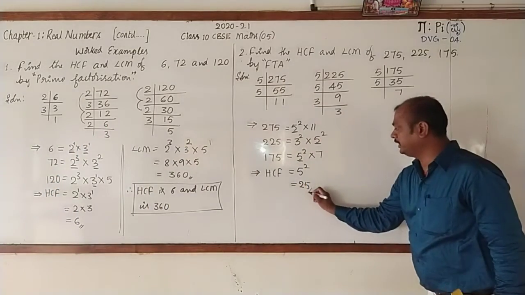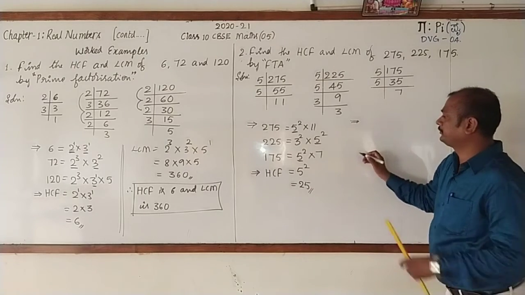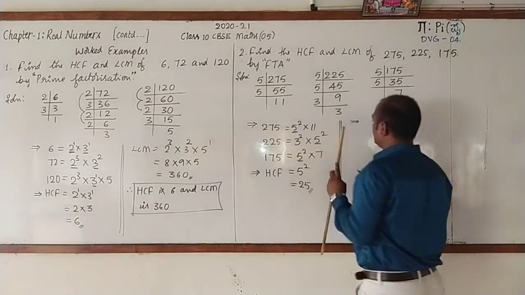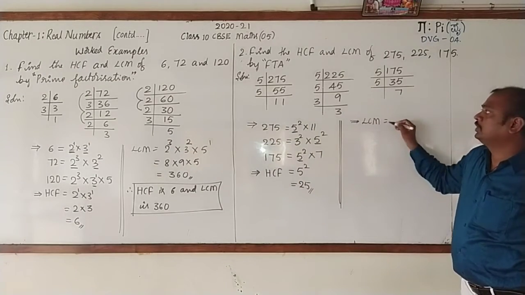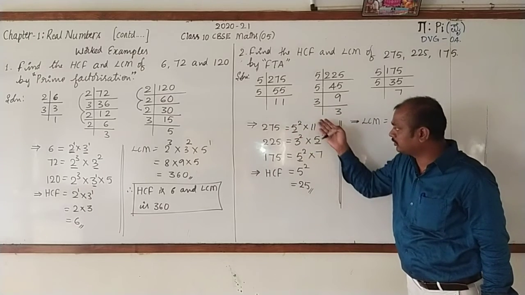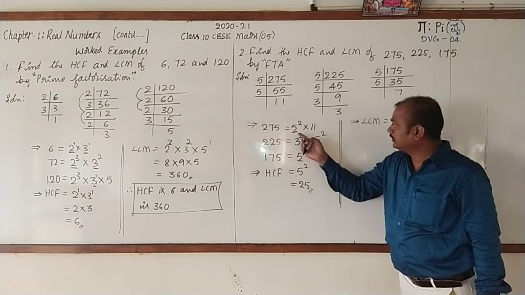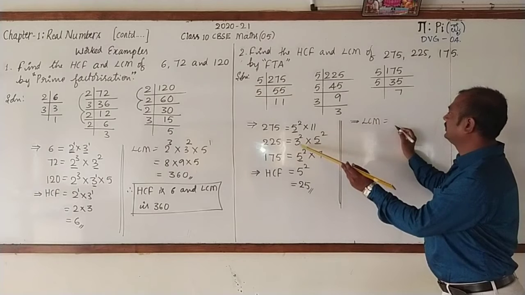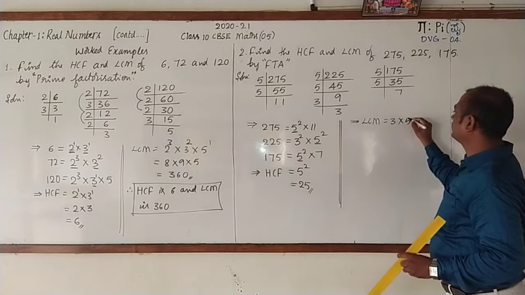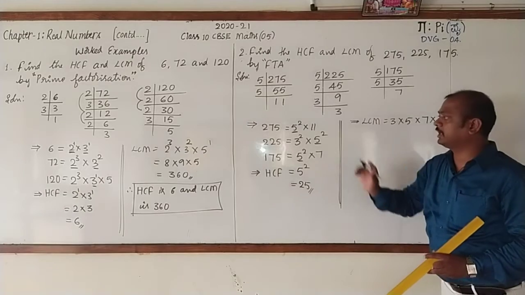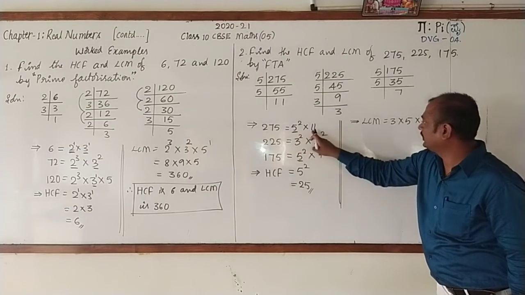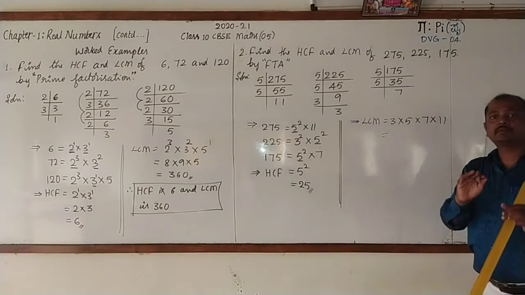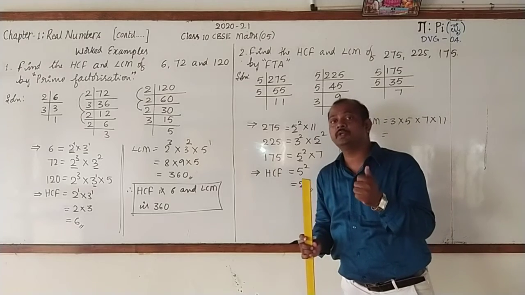Now, let us go for finding the LCM. To find out the LCM, you have to write all the factors involved. What are the factors involved? There is 5, there is 11, 3, 7. Let me go for writing all of these. Here 3 is there, 5 is there, 7 as well as 11. Yes. Now, each prime factor is taken.